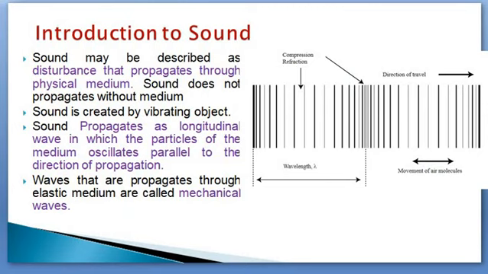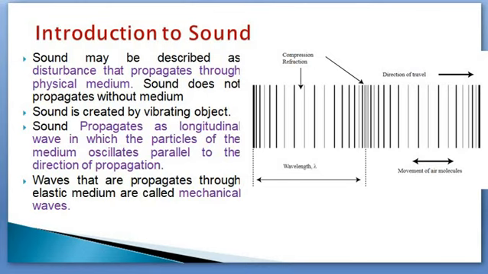So, what is meant by sound? Sound may be described as a disturbance that propagates through a physical medium, and that physical medium must be an elastic medium. Sound does not propagate without a medium. Sound always propagates through an elastic medium as shown in the figure. The figure shows the propagation of sound in air. So the sound propagates in a forward, longitudinal direction, with the help of compression and rarefaction alternately, as shown in the figure.